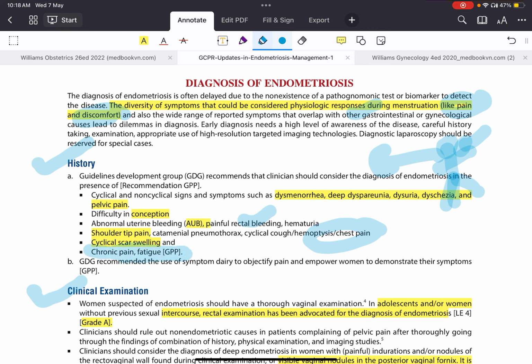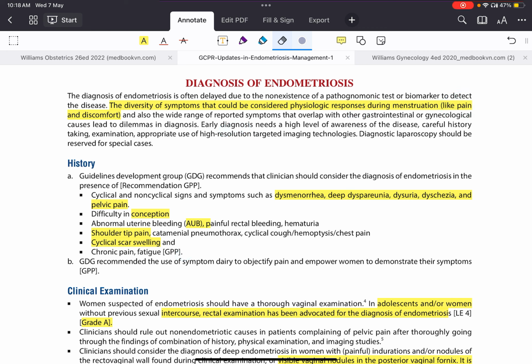So this is the history. Basically, pain is the history. So how to explain the pain? Dysmenorrhea, then you have scar swelling, pain, difficulty in conception, and abnormal uterine bleeding. Okay, so we should ask about the pain symptoms in history. So in endometriosis diagnosis, history is very important.